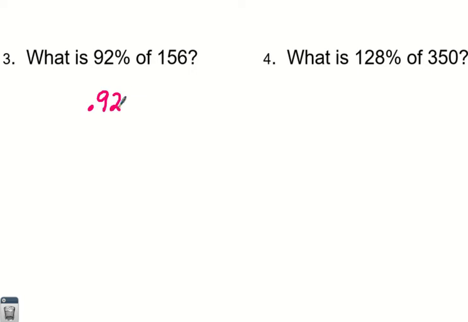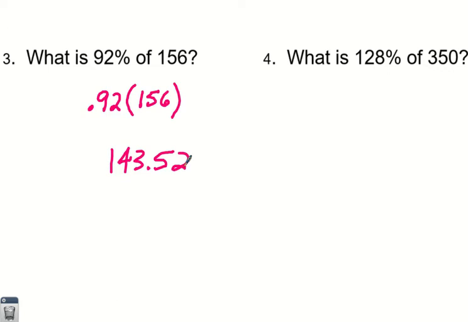92% as a decimal is 0.92. And then we're going to multiply that to 156, and that's going to give us 92% of 156. So on my calculator, I do 0.92 times 156, and I get 143.52 exactly. No rounding needed. So again, in other words, 143.52 out of 156 is a 92% portion.